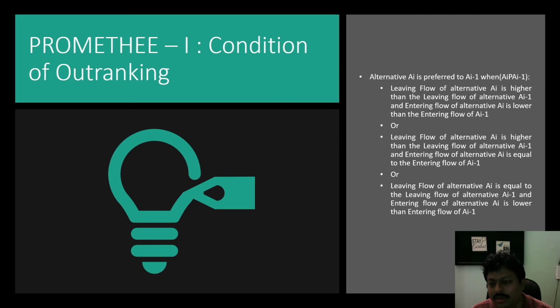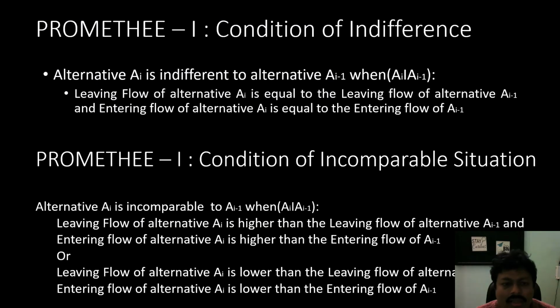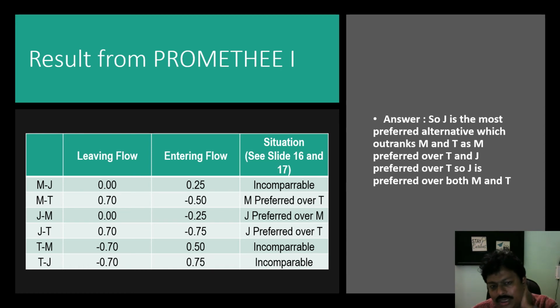Or there are two more conditions. So let us explain it with an example. And there are some conditions of indifference and also conditions of incomparable situations. Now what are they? What are the conditions of selection? What are the conditions of indifference, that means nothing can be selected? What are the conditions of incomparable? So let us see how it is done.